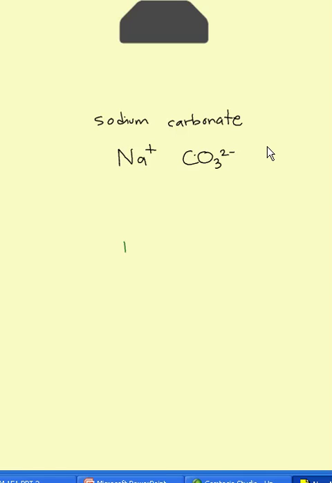So basically, we're going to take our charge from our anion, and that's going to be the subscript for our cation. And then we have 1 here, so we don't put 1 in formulas. And this is the correct formula for sodium carbonate. If we look at what the formula tells us, there are 2 sodiums, which gives us a total charge of +2, and there's 1 carbonate, which gives us a total charge of -2.